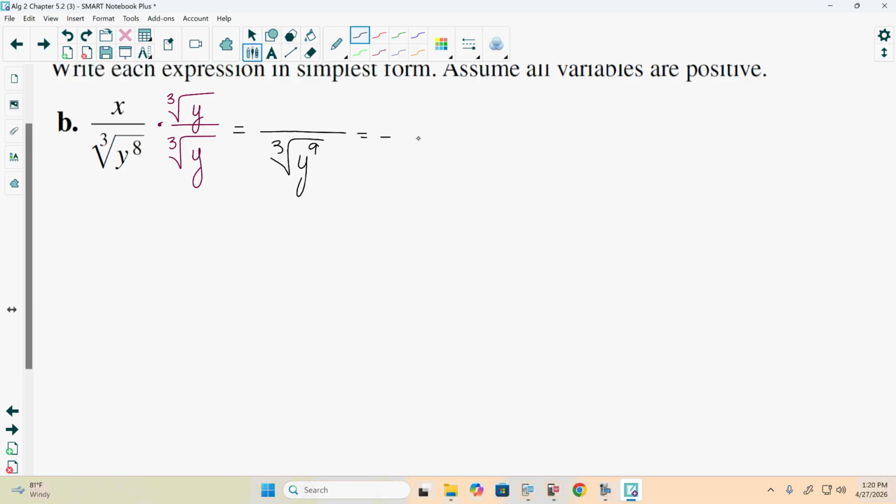And as we mentioned already, when we simplify these radicals, really what we're doing is we're taking the power and dividing it by that index, that root. And 9 divided by 3 is 3. On top, we're going to have to multiply x by the cubed root of y, which just gives us x times the cubed root of y.